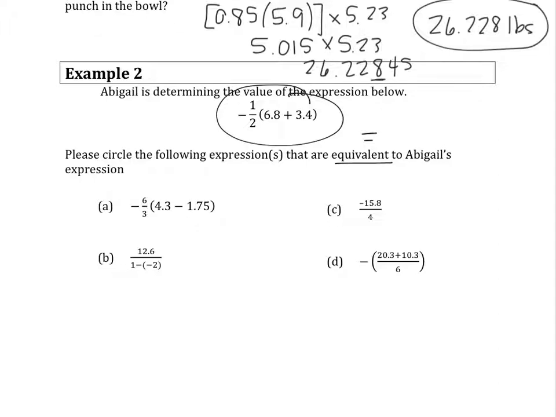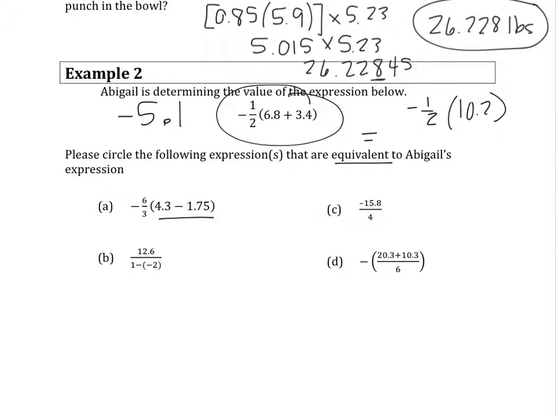We're going to do the 6.8 plus the 3.4 inside the parentheses first. So I'm going to have negative 1/2, and then in parentheses is 10.2. Now if I have a number beside a parentheses, it's multiplication. So I'm going to multiply by negative 1/2, which is the same as multiplying by negative 0.5 if you prefer decimals. So we know that our number we're looking for is negative 5.1. So if any of these, A, B, C, or D, equal negative 5.1, then we're in business. And it says expressions, which means maybe more than one could be correct.